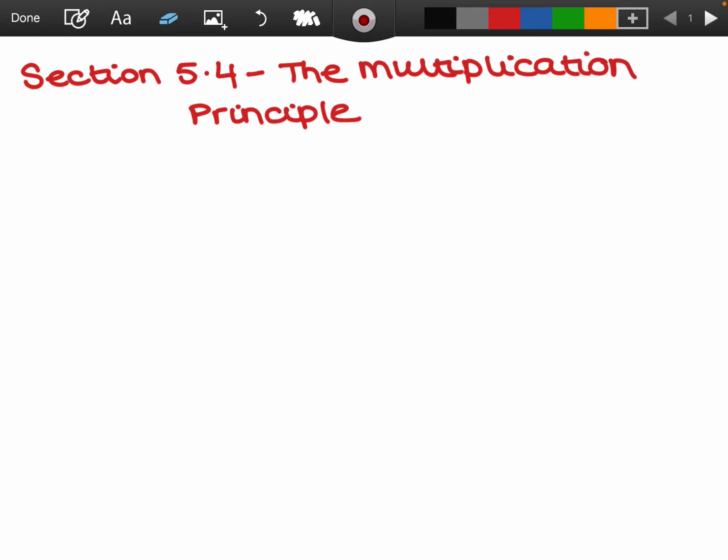And then we want to know how many ways in total there are to complete the entire task that has been split up into multiple smaller tasks. So that's what we're going to look at here.